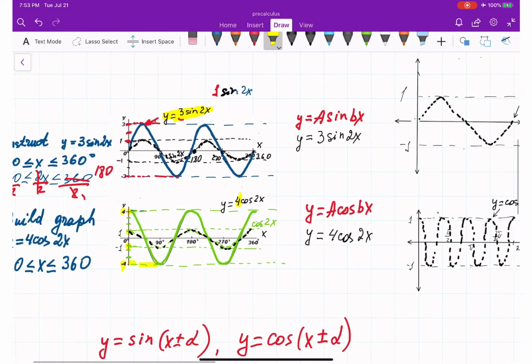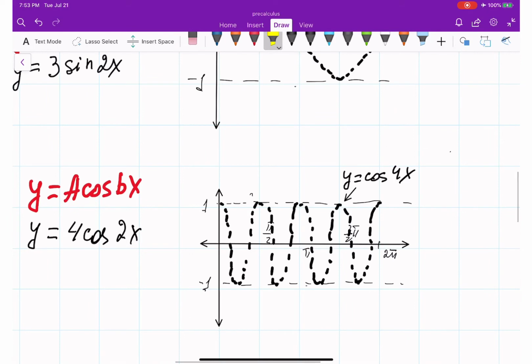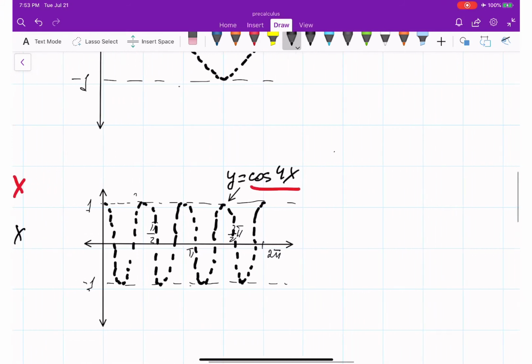Okay? Now, on this graph, see, I prepared it so it would be a relatively nicer looking graph. I prepared here the case cosine 4x. So if we have cosine 4x, what does that mean for the period? Because frequency definitely affects period, and your 4 is your frequency, right?